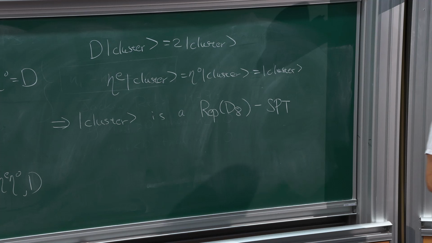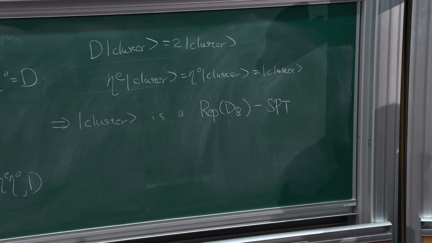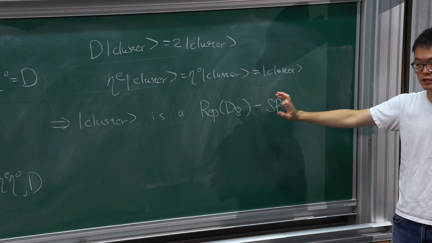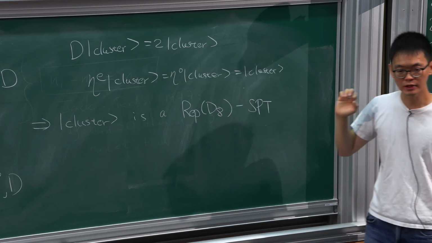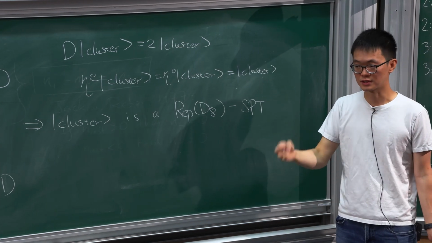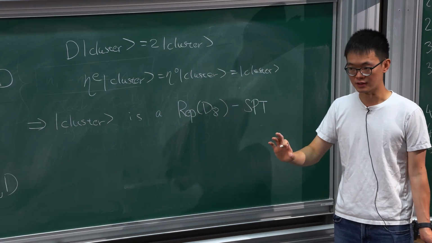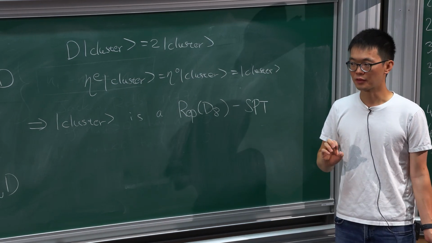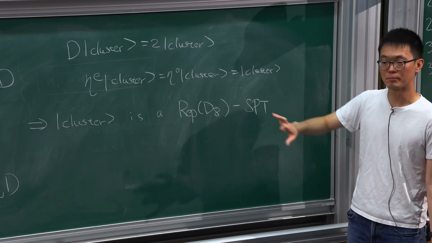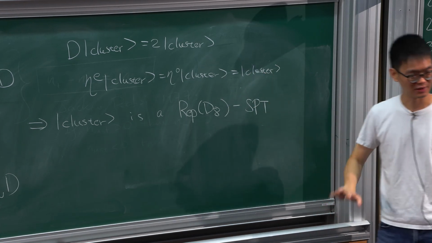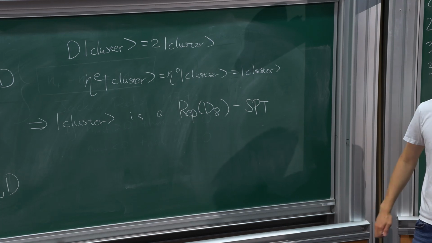And here by SPT, I just mean any trivially gapped Hamiltonian whose ground state enjoys the symmetry. But the moment I say this sentence, the immediate question I always get is: is it a non-trivial SPT with respect to Rep D8? But again, I would like to argue that the notion of trivial versus non-trivial is not always defined for SPTs. So the better question is, are there other Rep D8 SPTs such that we can compare the cluster state with respect to those other SPTs? There may not be, but maybe there are.